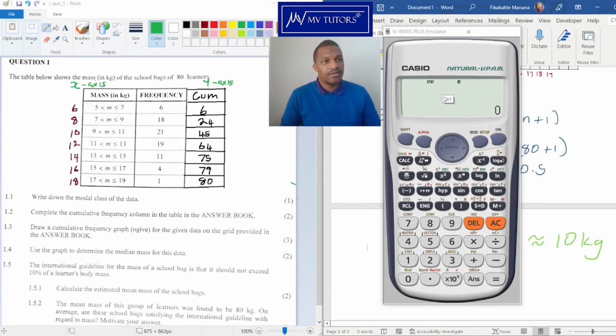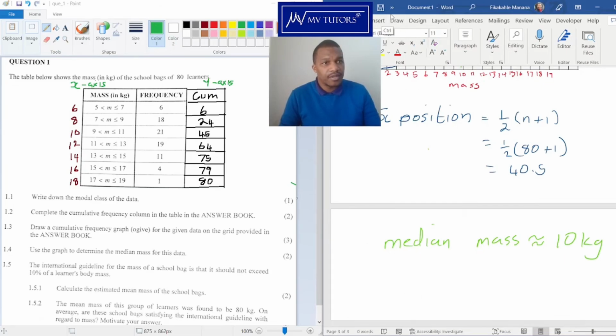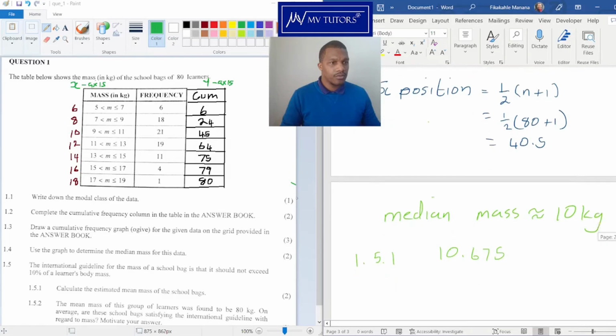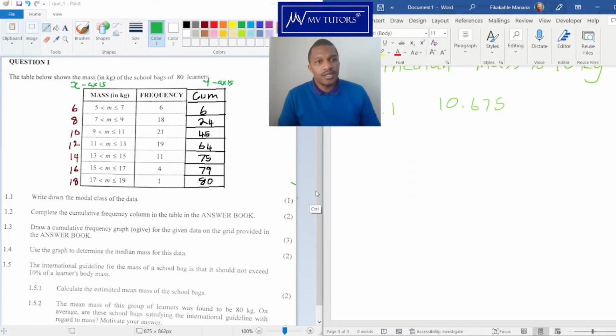10.675. Why did I do that? Okay, anyway. So this is question 1.5.1. We got 10.675. I said there's two ways. Now let me show you the other way of doing this. Basically what we want to do is, well, we're just going to put these numbers. Okay, so it's going to be 6.